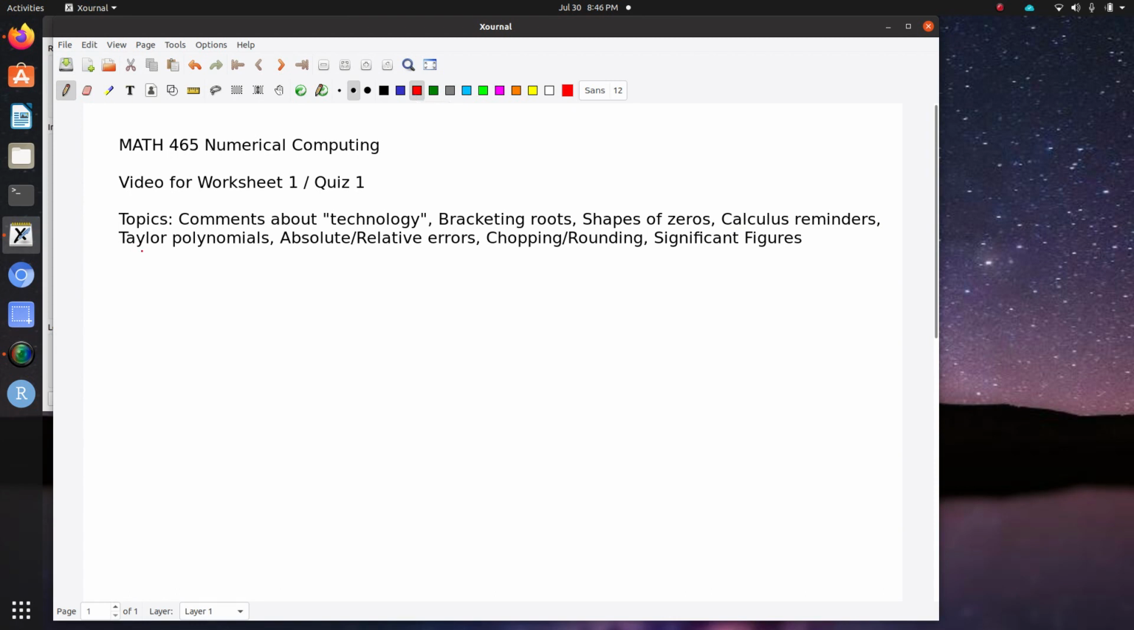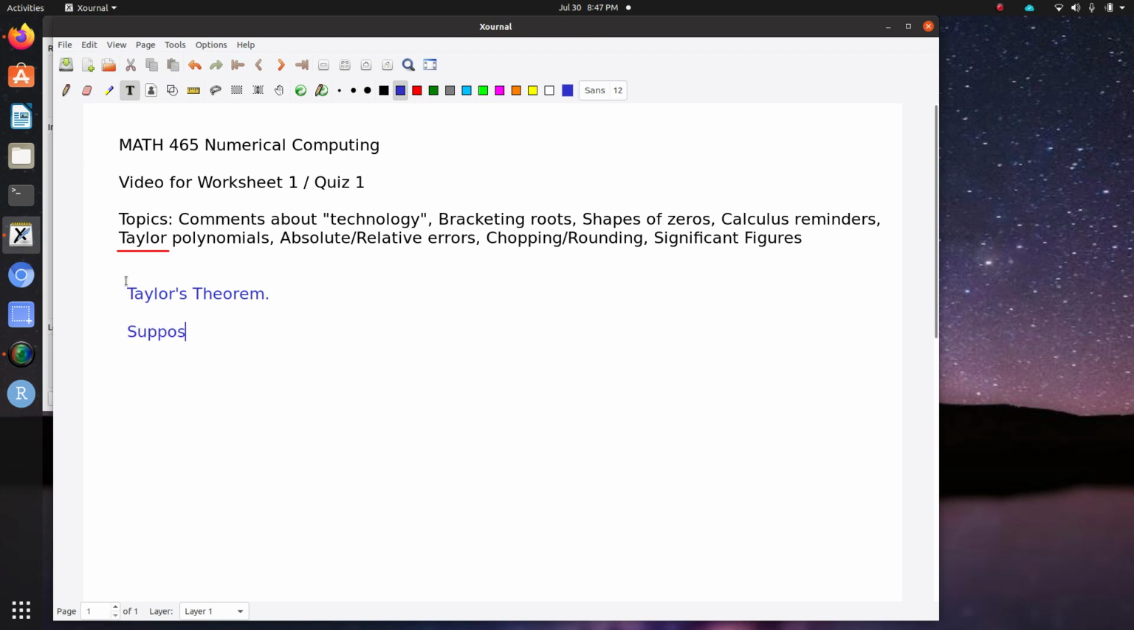Okay, now we're going to talk about Taylor's theorem, and then after we talk about Taylor's theorem, we can talk about Taylor's polynomial. But I'm just going to underline Taylor there because we're going to talk about Taylor now. Okay, Taylor's theorem. What does Taylor say?